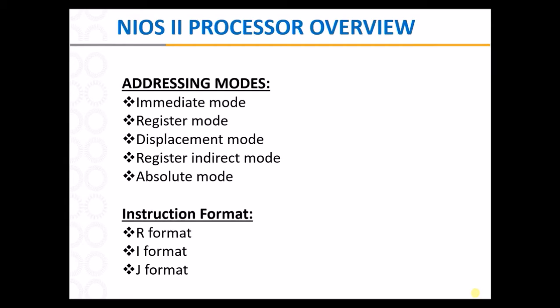using the displacement mode. There are 3 instruction formats supported by the NIOS II processor. They are R format, J format, and I format. In the project, I have implemented the R format and I format instruction set.